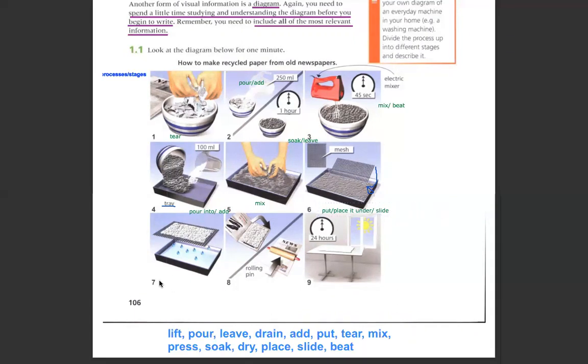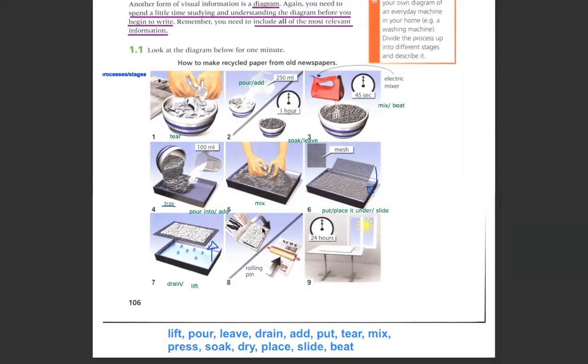So slide the mesh under the mixture. Okay, number 7. Great, drain is correct. So we drain the water out. What else could we use? Think about what we are doing with the mesh. Okay, we're lifting the mesh. Okay. Number 8, now we have a rolling pin.